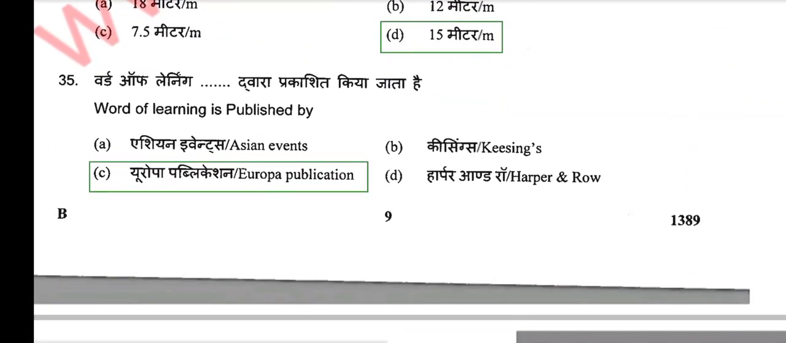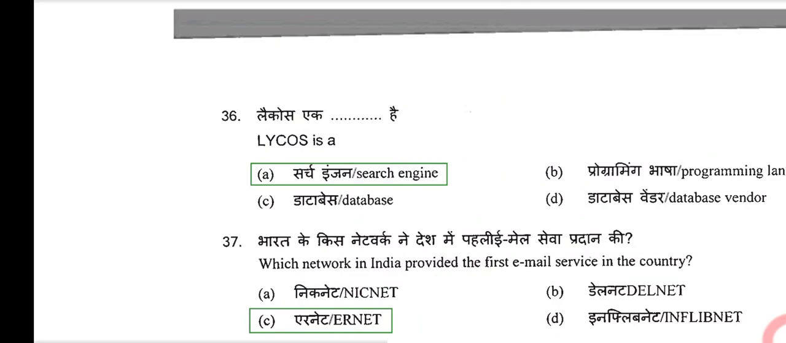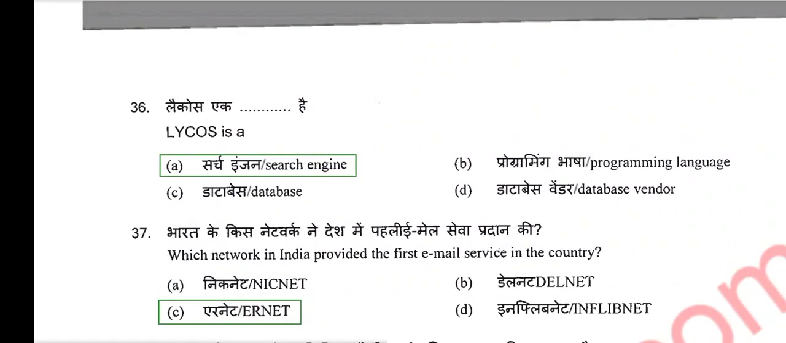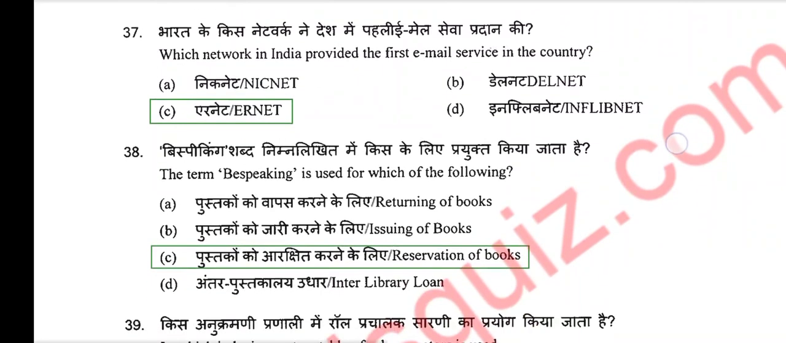World of Learning is published by, and the correct option is C, Europa Publication. Very well. And question number 36 says Lycos is a search engine. Option number A, correct. Question 37 says which network of India provided the first email service in the country, and the correct option is ERNET.